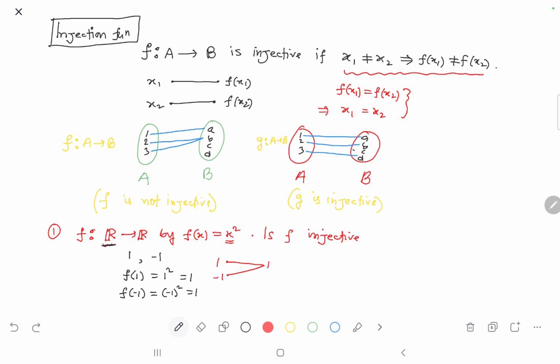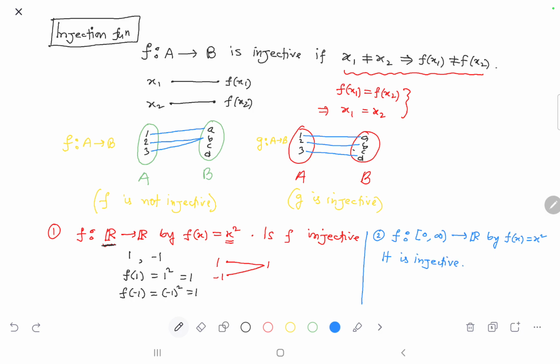Now the second example: let me take the function f from all positive real numbers to R by f(x) equal to x square. Then is it injective? Yes, in this case it is injective, because you have no negative numbers. The problem was the negative numbers. So it is injective.